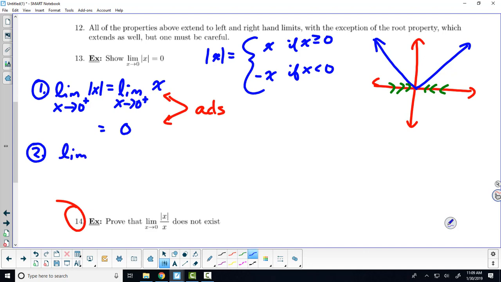So now that was the right-hand limit. What should we do next? Let's take the left-hand limit of the absolute value of x. Okay. I don't have a property that allows me to pass, this is very important, folks, I don't have a property that allows me to pass a limit through an absolute value.